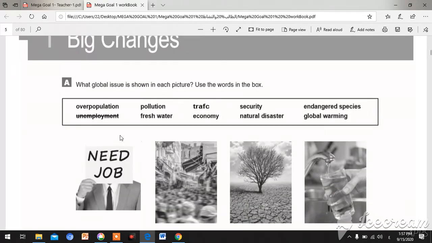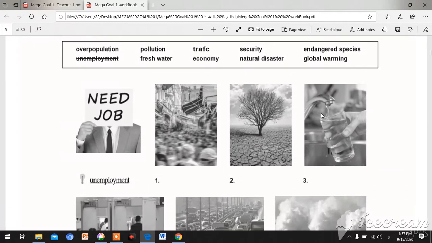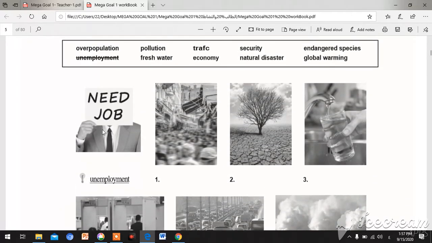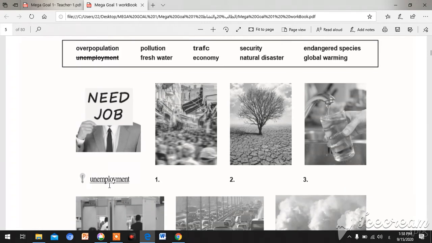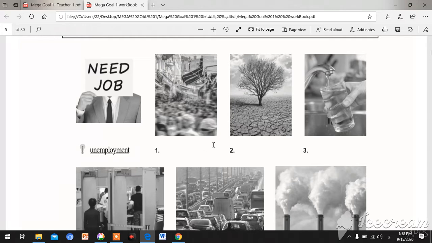Okay, now we will read the words. Overpopulation, pollution, traffic, security, endangered species, unemployment, fresh water, economy, natural disaster, global warming. Okay, again, the first one is someone needs a job. So the correct title we will write under the picture is unemployment. البطالة، عاطل لا يعمل.